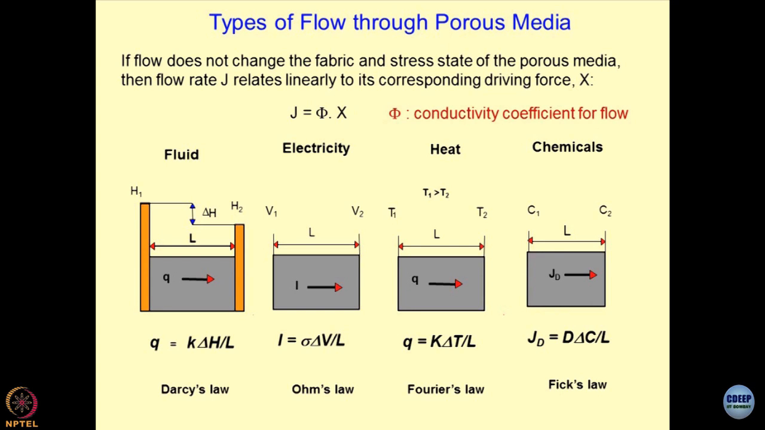Now, what is remaining is the chemicals, alright. So, if I apply the concentration of chemicals C1 and C2 across the two ends of the sample, this type of situation may occur in the coastal area where you have an aquifer of certain length, and one side the aquifer is exposed to the sea water, saline water, and on the other side it is connected to the land, towards the land.